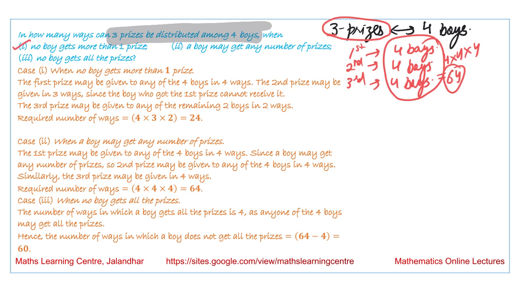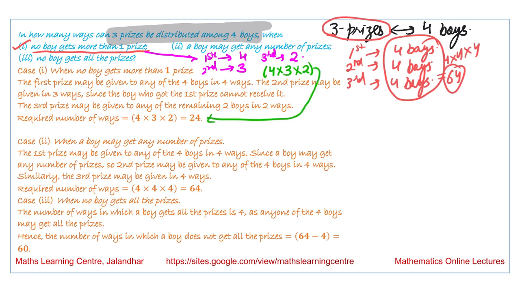Now the first part is that no boy gets more than one prize. So the first prize may be given to any of these 4. Now one of them has taken the first prize, so the second can be given to any one of the remaining 3, and the third prize may be given to any one of the remaining 2. So the total number of choices we have is 4 into 3 into 2, and the answer we obtain is 24.